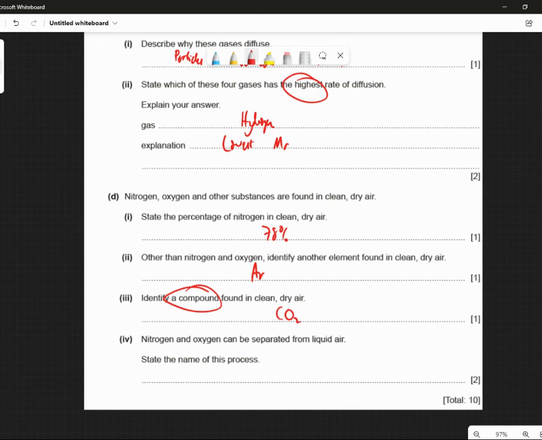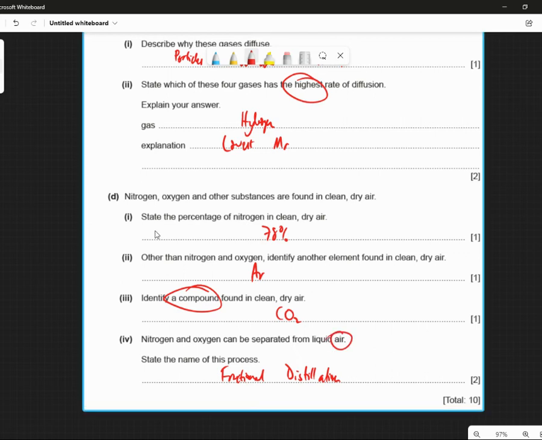All right. Nitrogen and oxygen can be separated from air. Name the process. It is fractional distillation. That's how we separate the elements in liquid air. Another 10 marks. So, yeah, that's pretty good. So far, we've done 22 marks, and we're doing pretty good. Okay, let me look at the next one.